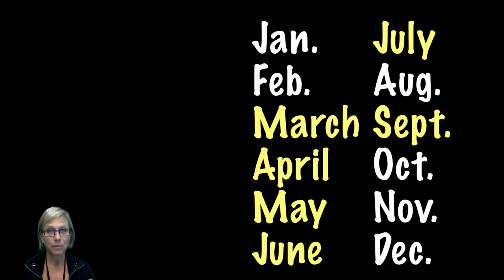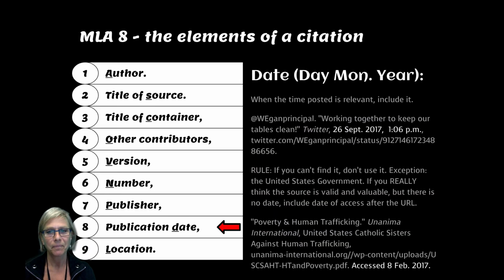March, April, May, June, July, and September. March, April, May, June, and July are all written in their full form with no period. September, for reasons I don't really fully understand, is abbreviated in 4 letters, so it's SEPT followed by a period. All other months are abbreviated to 3 letters followed by a period.